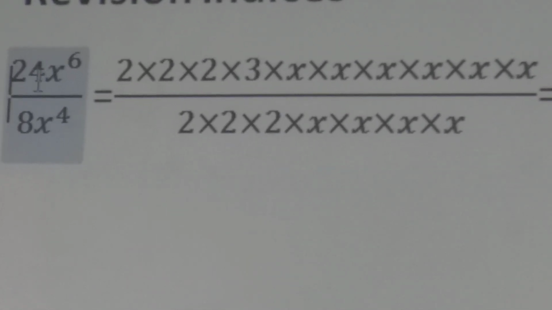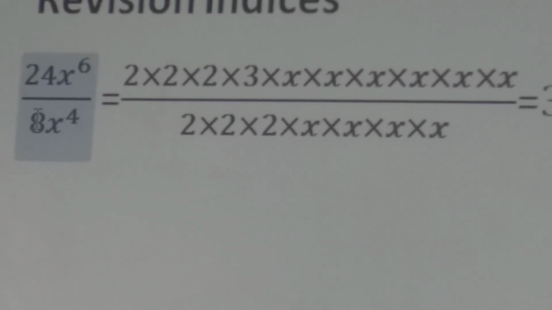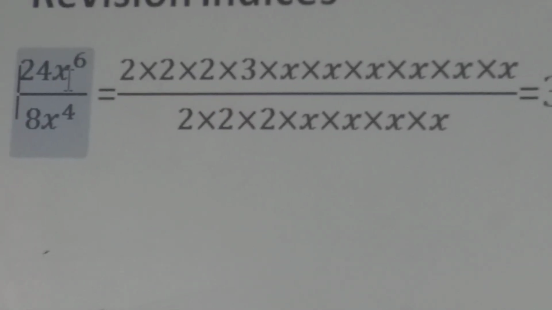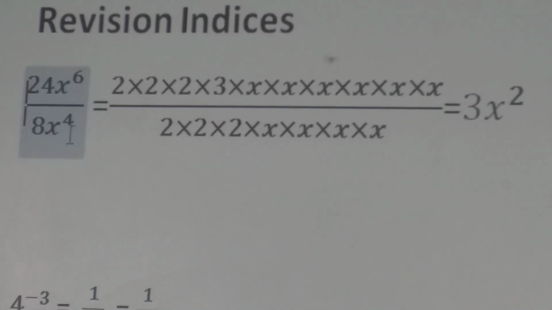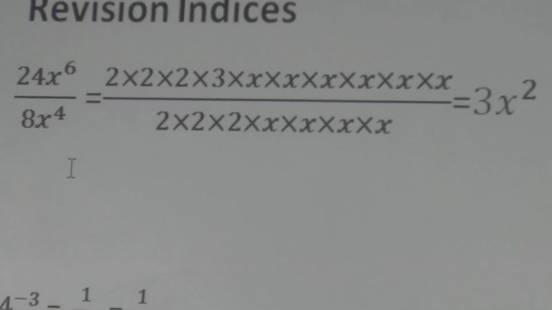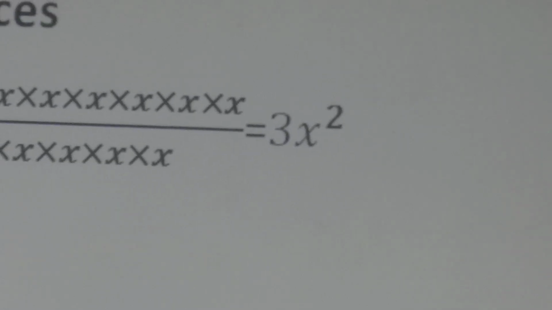Or you can also use the indices laws. In this case, you just divide 8 into 24, you get 3. Then x to the power 6 over x to the power 4 is as good as x to the power 6 minus 4. What is x to the power 6 minus 4? It's x to the power 2. So you get 3x to the power 2.